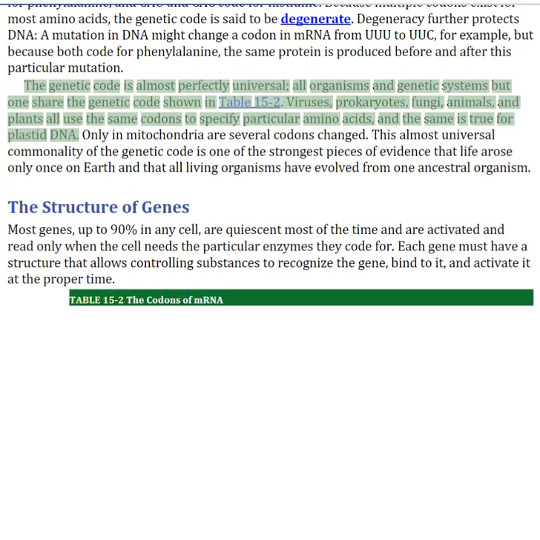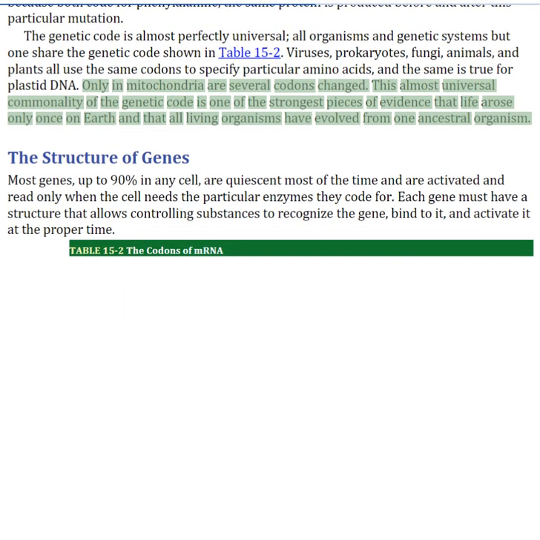The genetic code is almost perfectly universal; all organisms and genetic systems but one share the genetic code shown in Table 15.2. Viruses, prokaryotes, fungi, animals, and plants all use the same codons to specify particular amino acids, and the same is true for plastid DNA. Only in mitochondria are several codons changed. This almost universal commonality of the genetic code is one of the strongest pieces of evidence that life arose only once on Earth and that all living organisms have evolved from one ancestral organism.